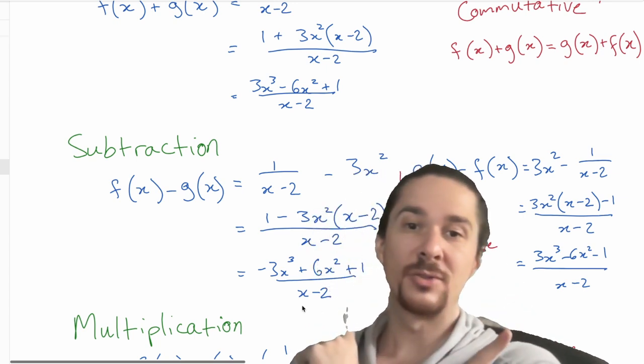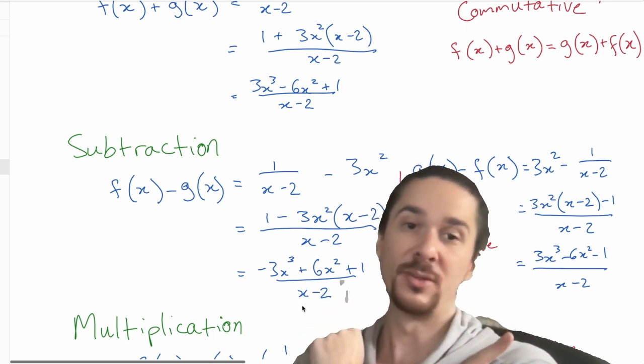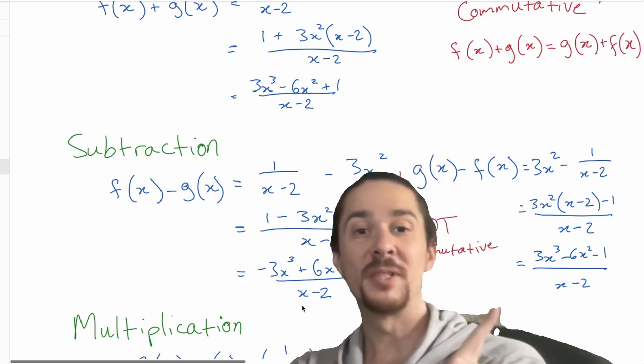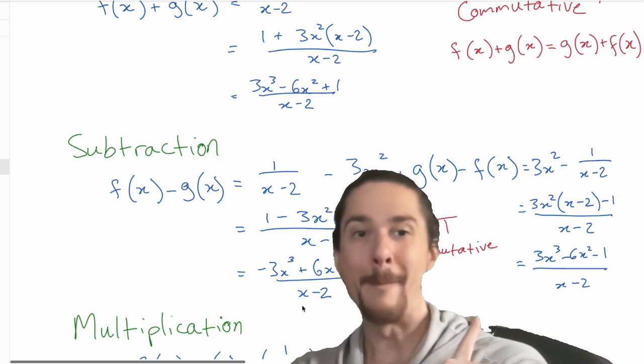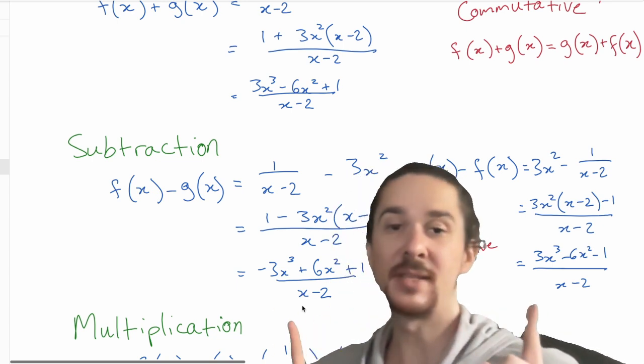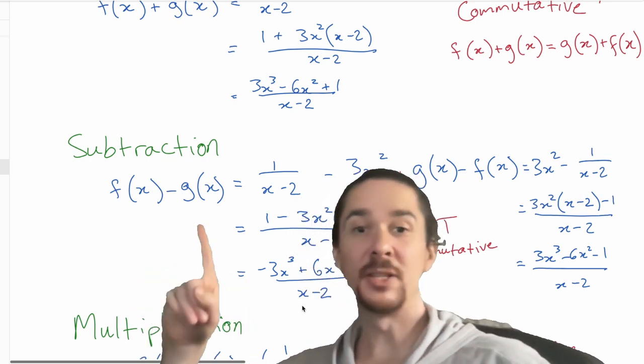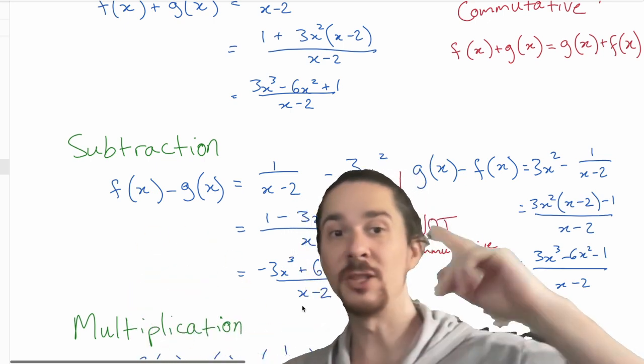Notice this numerator is negative 3x squared plus 6x minus 1. Here we have the opposite. We have positive 3x squared minus 6x minus 1. These are not the same. Subtraction is not commutative. F of x minus g of x is not the same as g of x minus f of x.